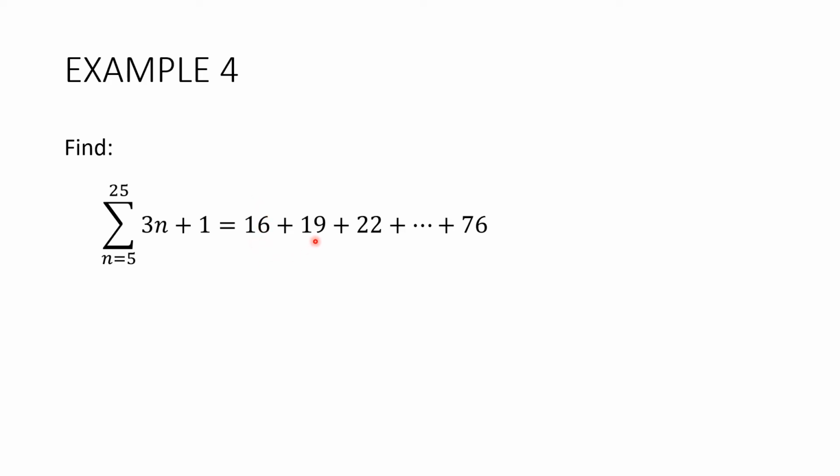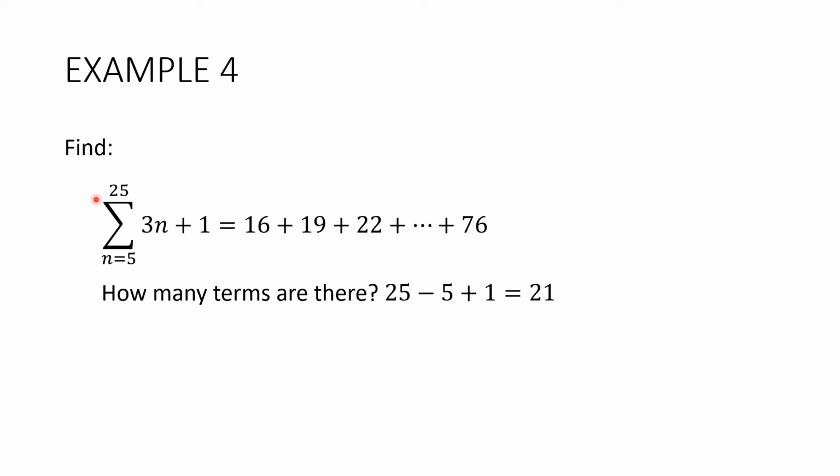Now I'm going to call this the first term. The common difference is 3, and we just need to figure out which term this is in this new series. So if this is the first, which was at n equals 5, and this is the last at n equals 25, there's actually 21 terms. Now it's a bit tricky.